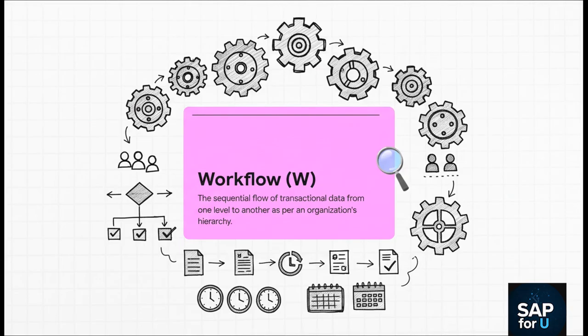And last but not least, W for workflow. The best way to think about this is as the digital traffic cop for your internal business rules. It's the engine that automatically routes tasks and approvals to the right people at the right time, making sure nothing falls through the cracks.